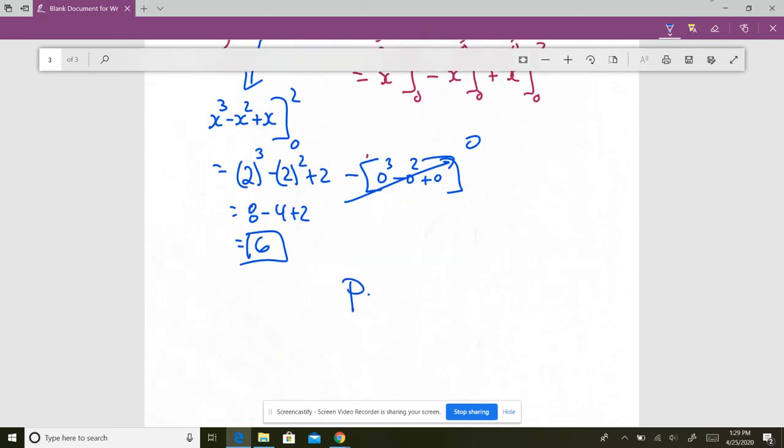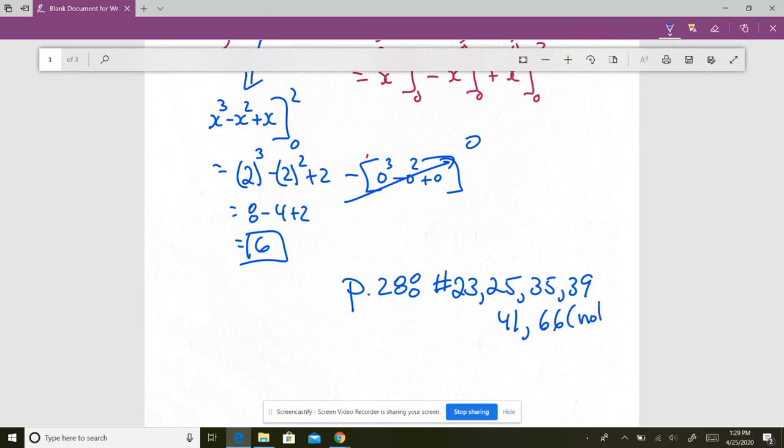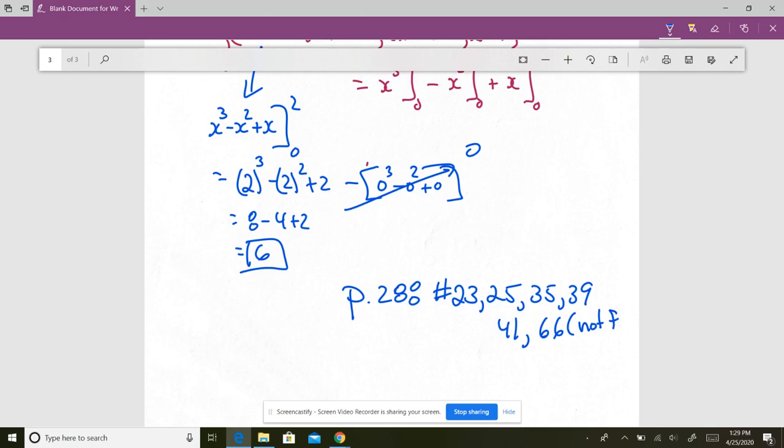All right, questions from the book. Page 288. Numbers 23 and 25, those are the absolute value questions. Then 35, 39, 41, and 66, but for number 66 don't do part F, the average value function, don't worry about that.